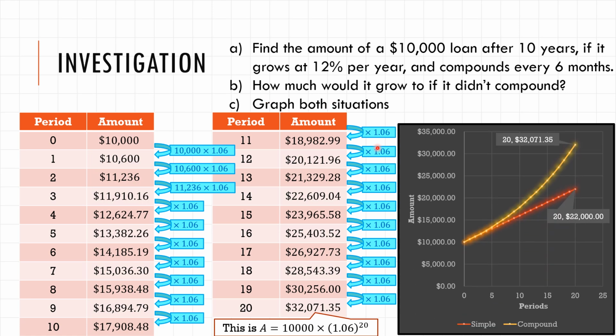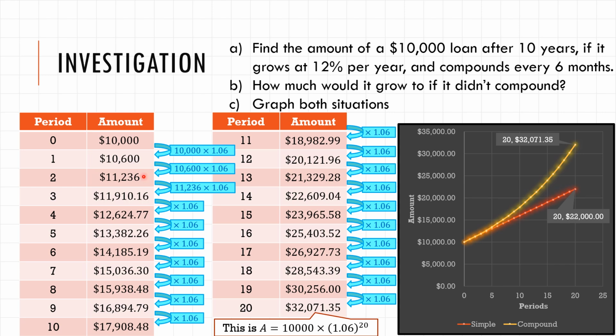Your graph should look something like this. So here you see simple interest growing in a nice straight line. Every year you get charged the same amount of interest, so every year your loan grows by the same amount. It's just $1,200, I believe, every single year for 10 years.